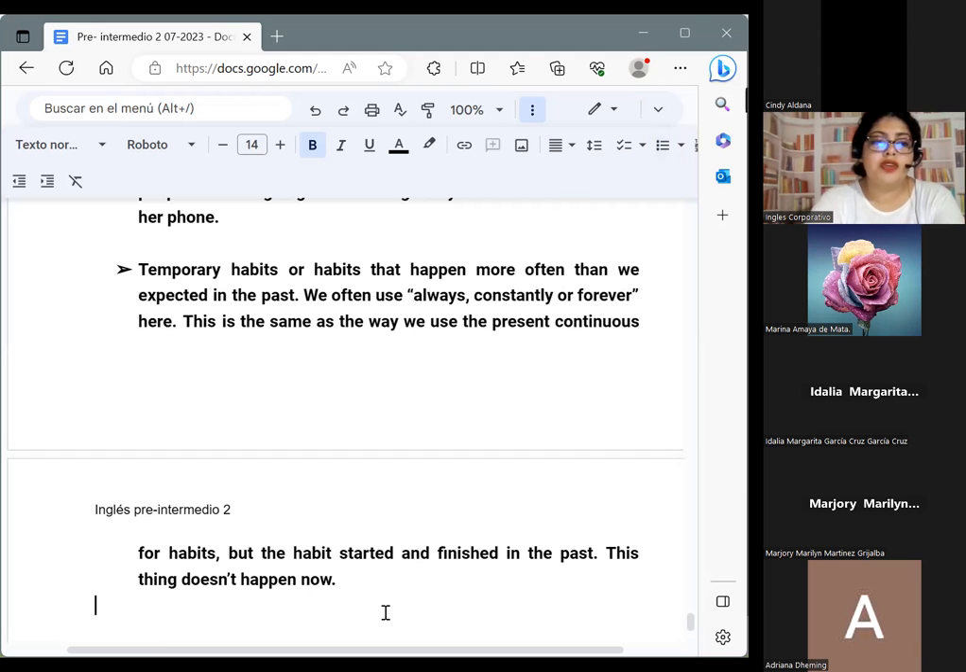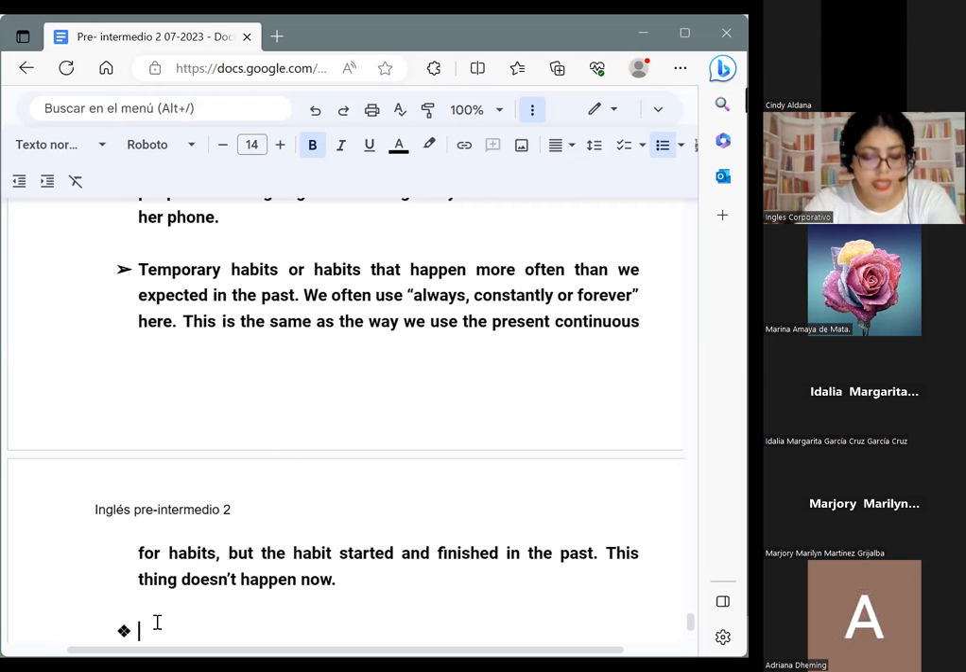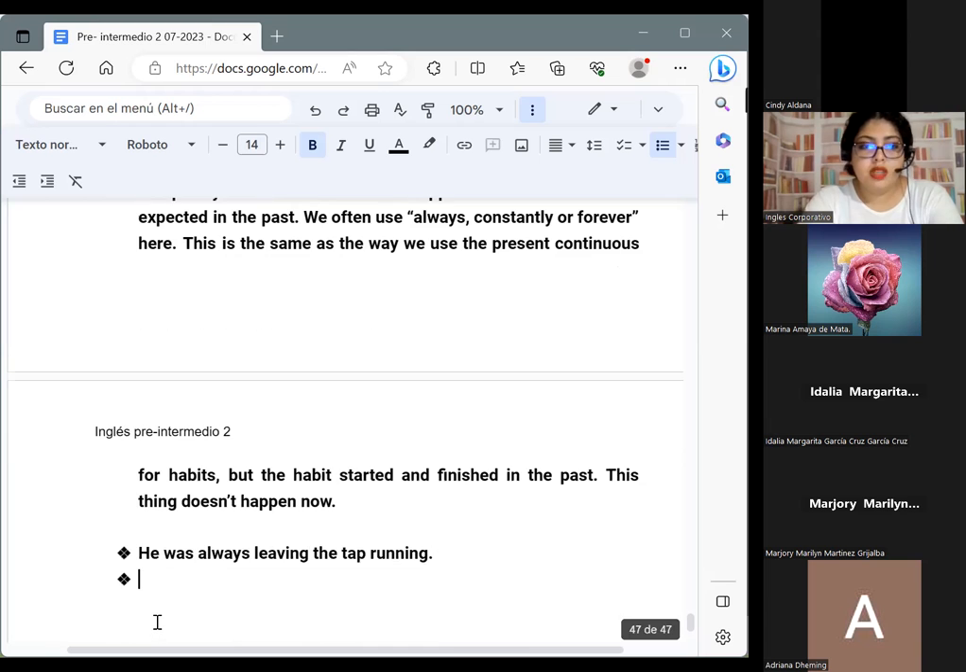And we have two different examples for this use number three, or this reason number three. And in this case, we have, he was always leaving the tap running. And next one, she was constantly singing.